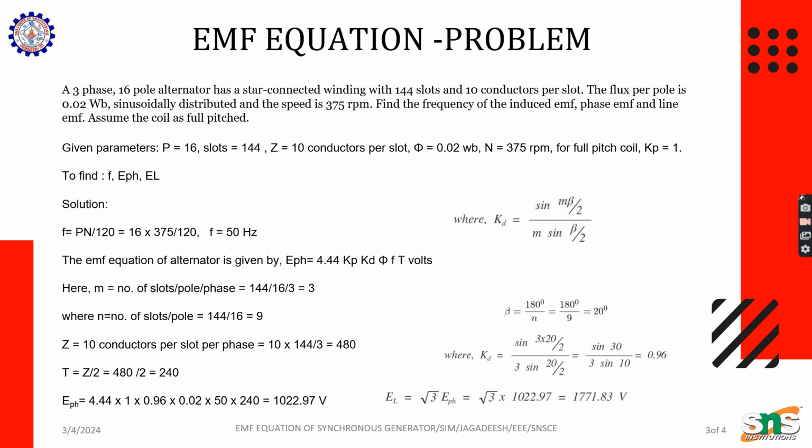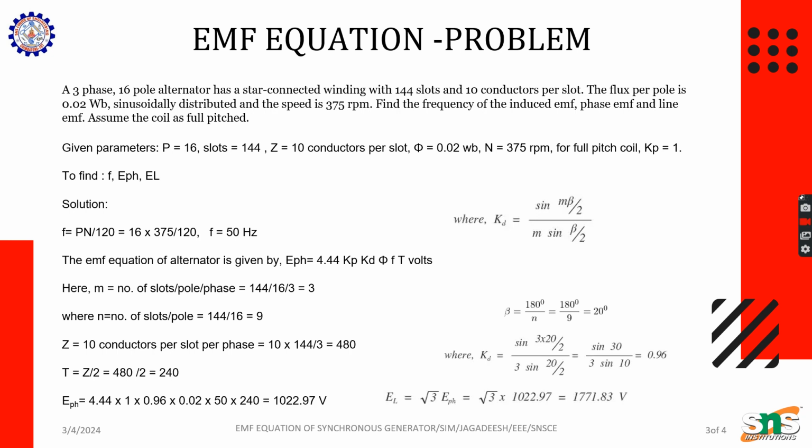A three-phase 16-pole alternator has a star-connected winding with 144 slots and 10 conductors per slot. The flux per pole is 0.02 Weber, and it is sinusoidally distributed, and the speed is 375 rpm. Find the frequency of the induced EMF, the phase EMF, and the line EMF. Also, assume the coil is full pitched.